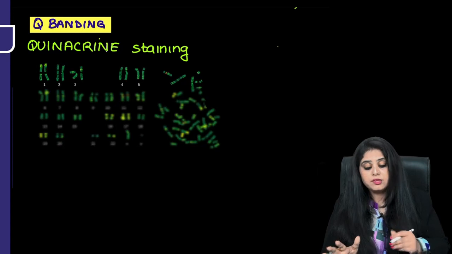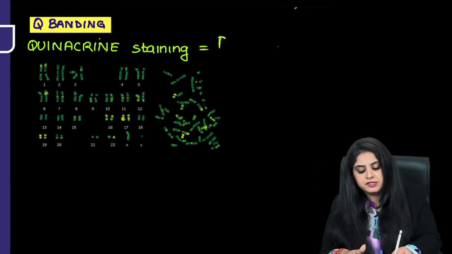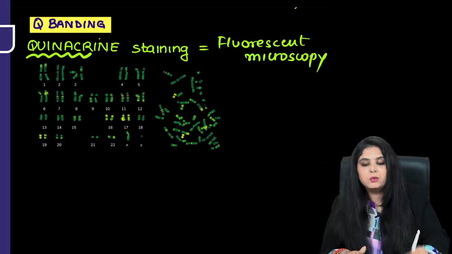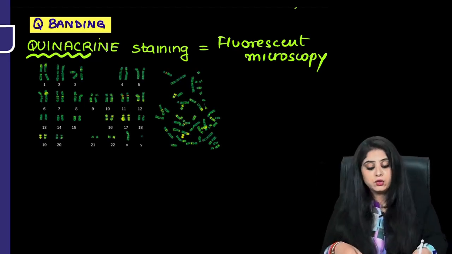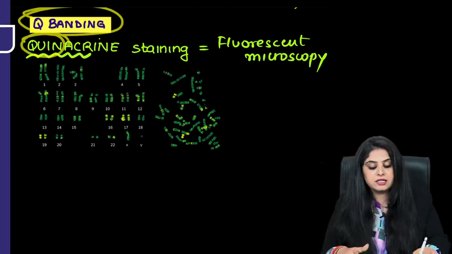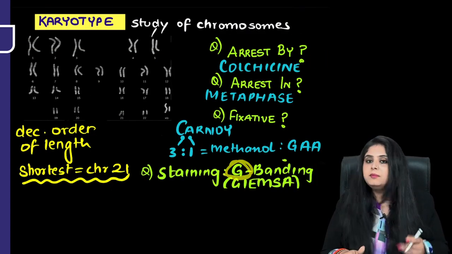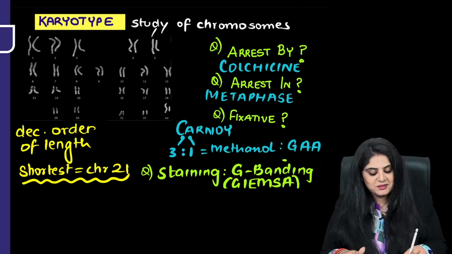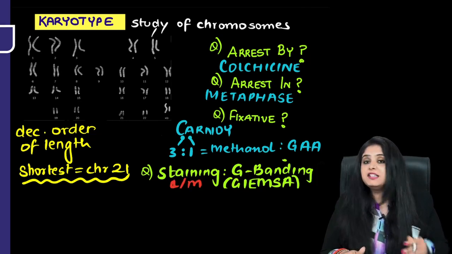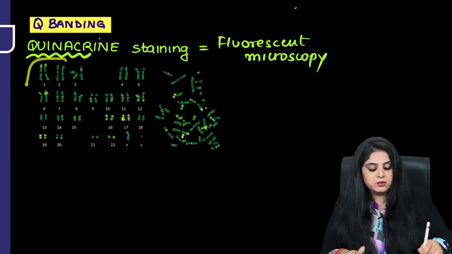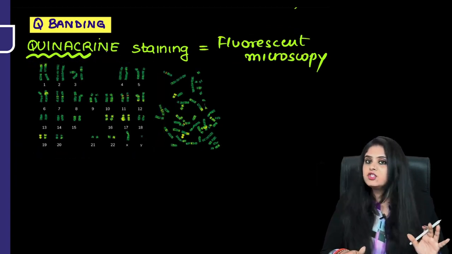But if you want to do something fancy, if you say that I want to look at the chromosomes under fluorescent microscope, so fluorescent is something fancy, and who gets fancy stuff? The queen gets fancy stuff. So when you do Q banding, Q means quinacrine. So for the queen, the fancy microscope; G is for the poor, the poor one's microscope, that is going to be light microscope, okay? Whereas for the queen, the fancy microscope, that is fluorescent microscope. Now the same chromosomes you can see they're all fluorescent and shining.